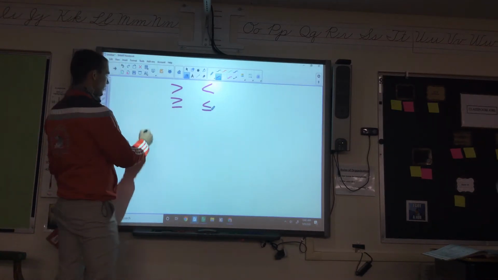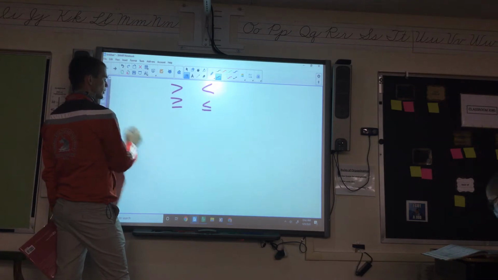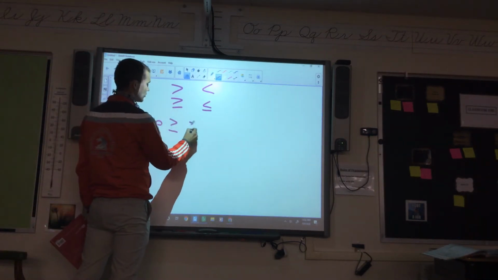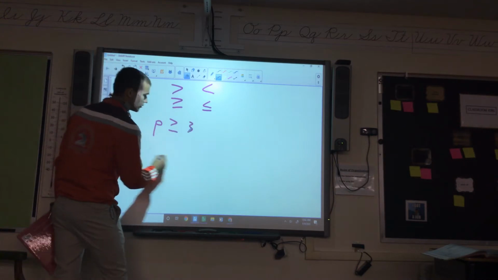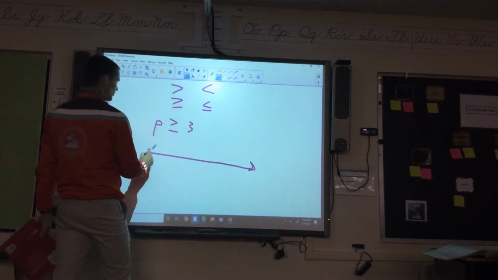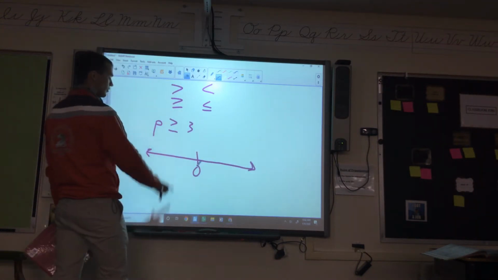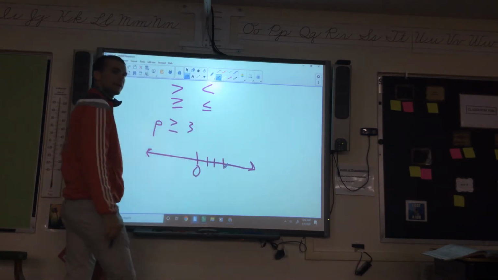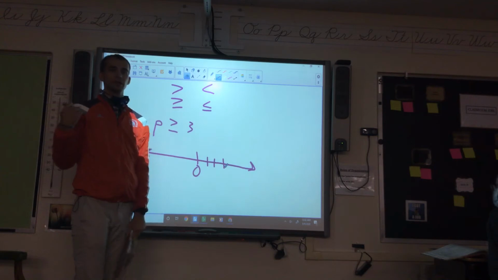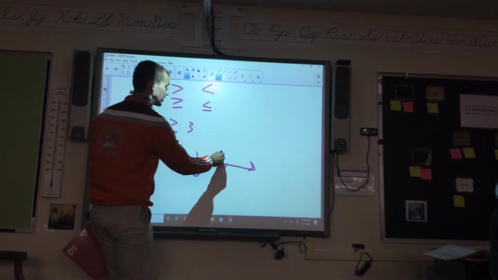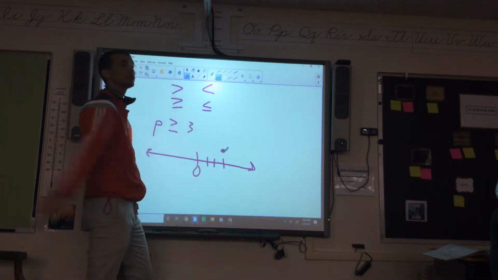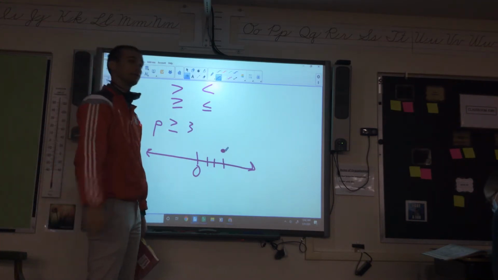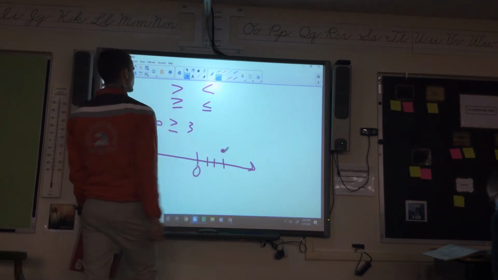So if I have, for an equation of a line, P is greater than or equal to 3. You do your same thing when you write your line. Hey, it's a 0. I go 1, 2, 3. Above, but now instead of an open circle, it is a closed circle because it means it could also include that number. Before, if it has this open circle, that means you can't include the number. Closed circle means you can include the number.